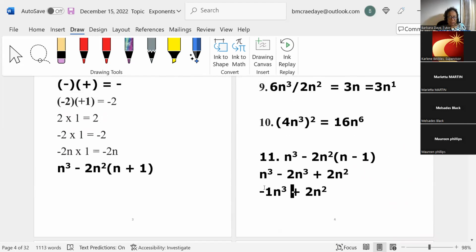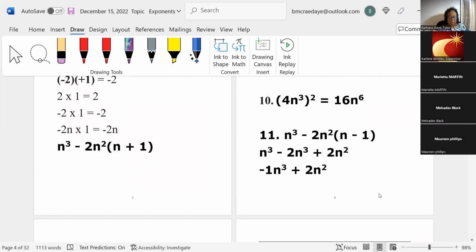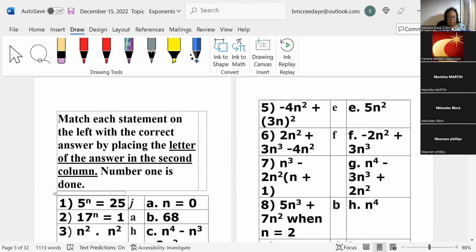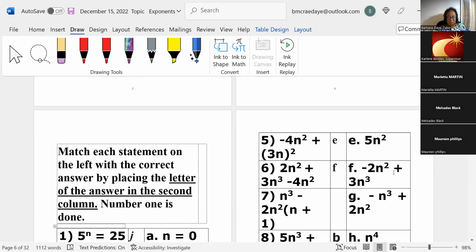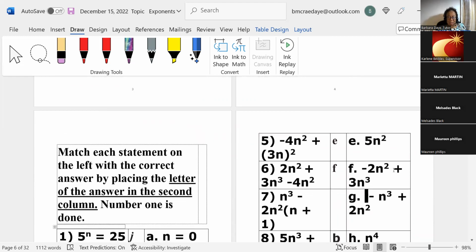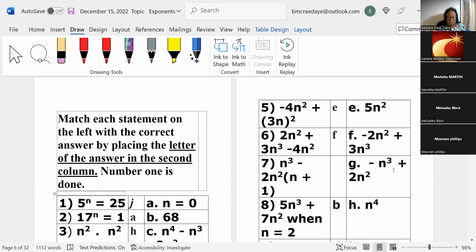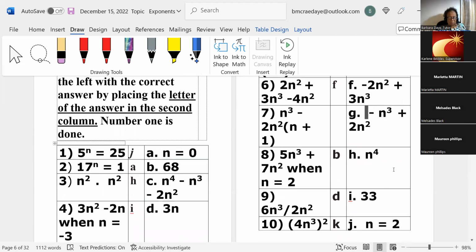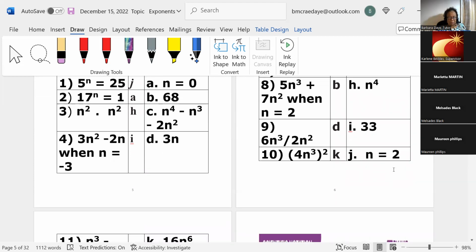You have minus n to the third plus 2 n to the second. Minus n to the third. Okay, so this would be minus n to the third plus 2 n to the second. No n to the fourth. That's why we were having a problem with that other one. So G would be the answer for the last one, 11. So 11 would be G.